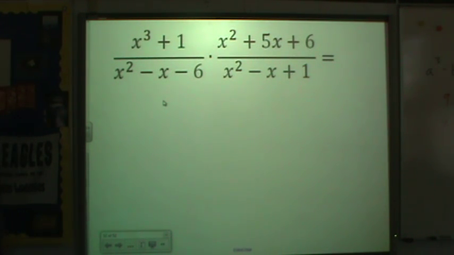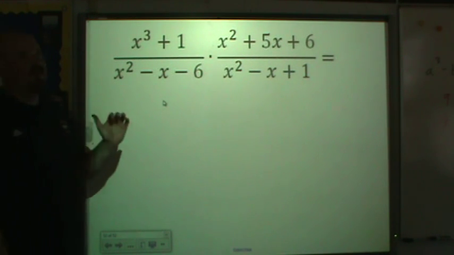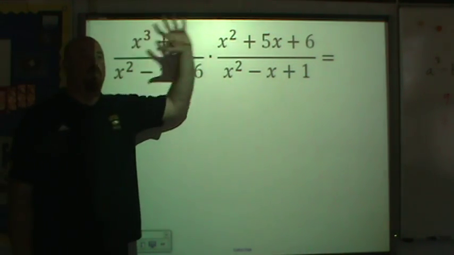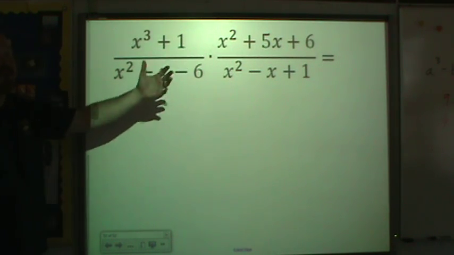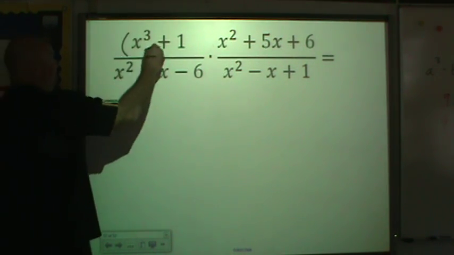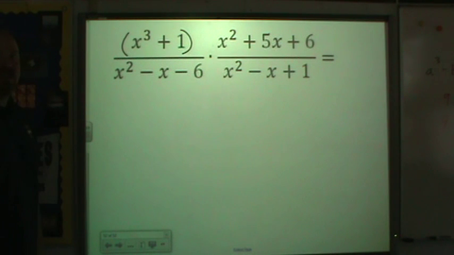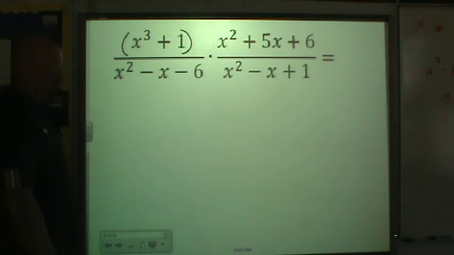But here we go. All right, so we've got a product. Now, nobody wants to actually FOIL all of this mess, right? We want to make it simpler before we multiply. So we factor, right? Up top, hopefully you notice, this is the sum of cubes.